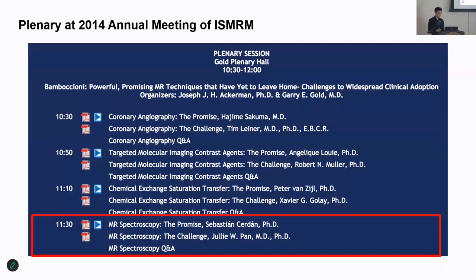And finally, I would like to conclude with this slide. This is one of the plenary sessions held in 2014 at RSMRM. The title is called Promising MRI Techniques That Have Yet to Leave Home, Challenges to Widespread Clinical Adoption. And MR spectroscopy is listed as one of them. So we are about 1 decade later. Whether MRSI has left home yet, I don't know. I think the decision is up to the community. But for the students and trainees in this audience, why would you work on something that already left home, right? So something to think about.